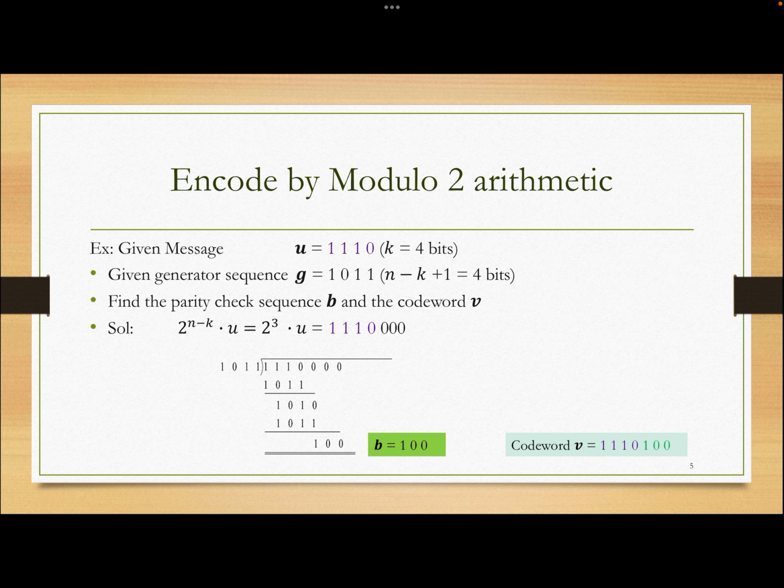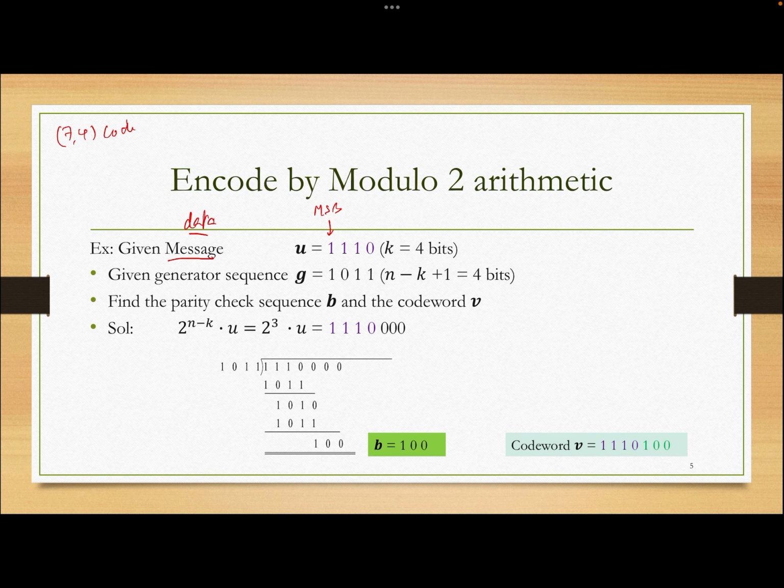Now, look at the first method, encoding by modulo 2 arithmetic. Suppose I give you the message u. This is the vector u. Variables in bold italic mean that this is a vector, so that I don't have to put the hat in the typing. So anyway, data or message, we can call it message or data. So u is 1001, this is a (7,4) code. So k is equal to 4 bits, right? This is the most significant bit.